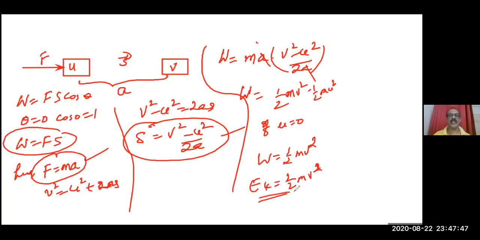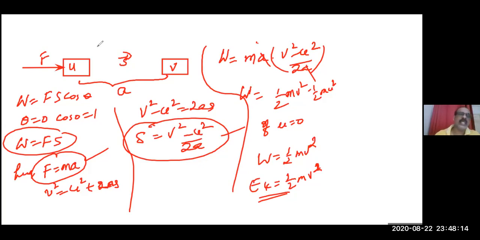Okay, write down. First draw the diagram. Only the diagram you draw, then I'll give the note. So what is the heading? Kinetic energy of a moving body.